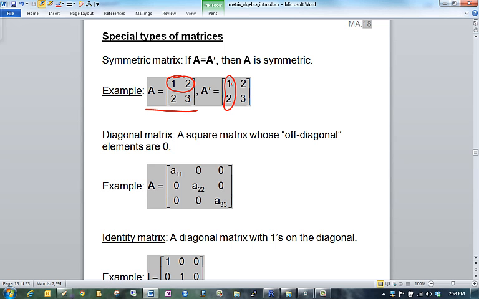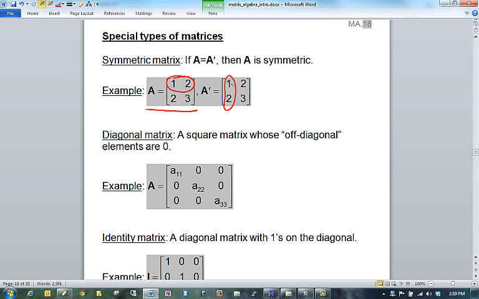It's exactly the same. For those of you who've heard of a covariance matrix before, a covariance matrix is a symmetric matrix as well. We will have lots of covariance matrices that we will work with this semester. So that's why we need to know what a symmetric matrix is.